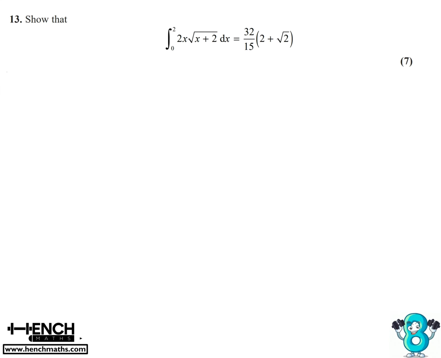Question 13. Integrate 2x multiplied by the square root of x plus 2 with respect to x between the limits 2 and 0. And we're going to show that that's equal to 32 divided by 15 multiplied by 2 plus root 2, all in brackets there. So what technique do we need to use to integrate this? Integration by parts. So let's remind ourselves of the integration by parts formula. The integral of uv dash is equal to uv subtract the integral of vu dash.